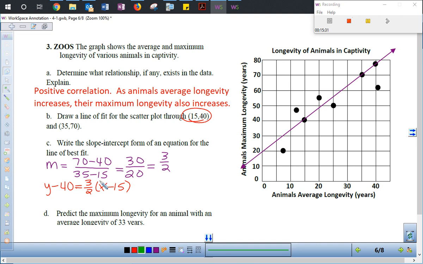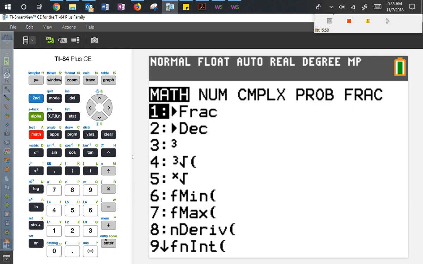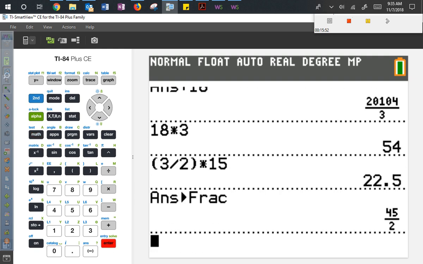Now I can distribute, so y minus 40 equals 3 halves x. I have a positive times a negative, which gives me a negative, and I want 3 halves times 15, so parentheses 3 divided by 2 times 15, and I want to turn that into a fraction, and I should get 45 over 2.